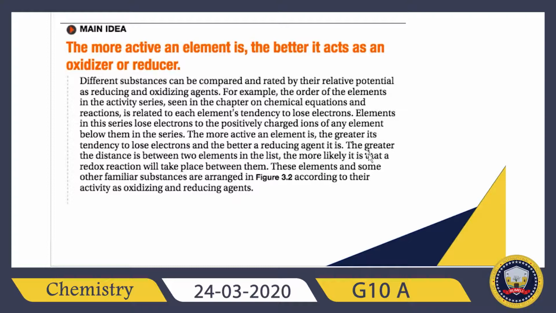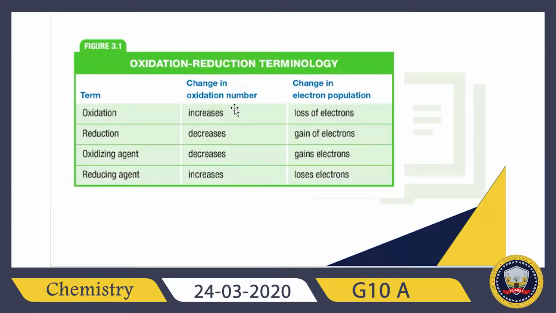Now, the greater the distance between two elements in the list, the more likely it is that a redox reaction will take place between them. You will have a redox reaction, and we will see an example later. Don't worry. We will also see a figure showing the reactivity, the activity series. So the first figure that we are going to see is this one.